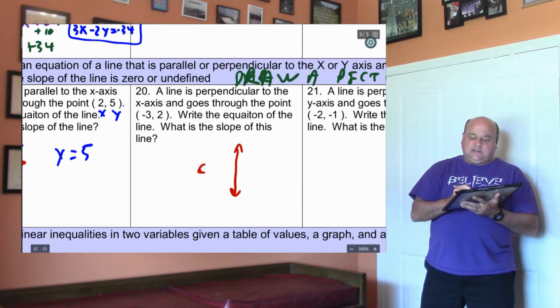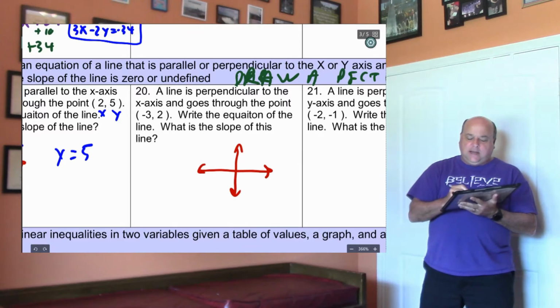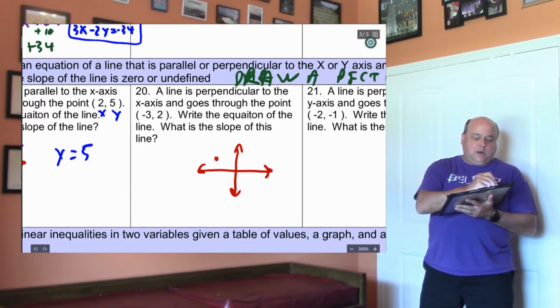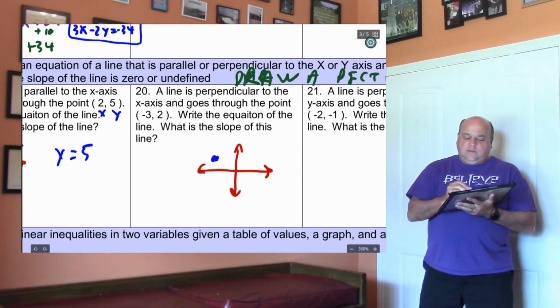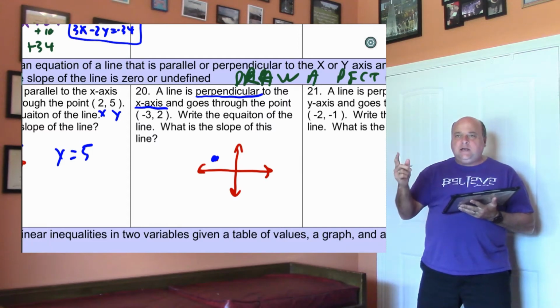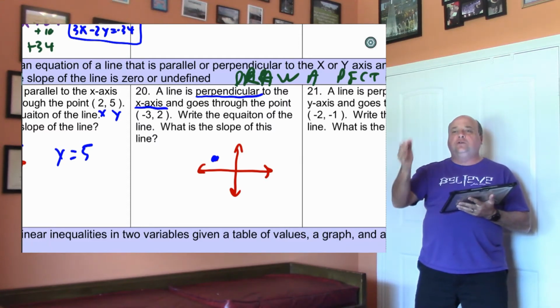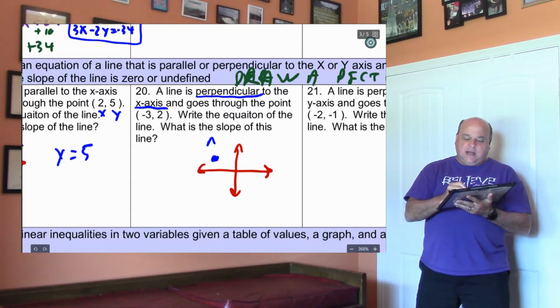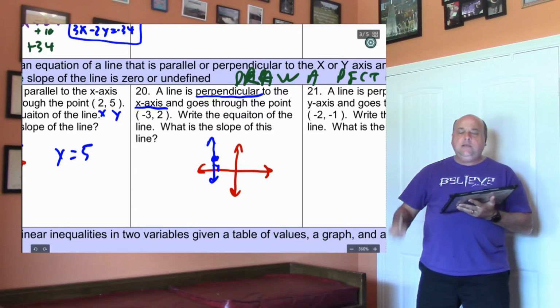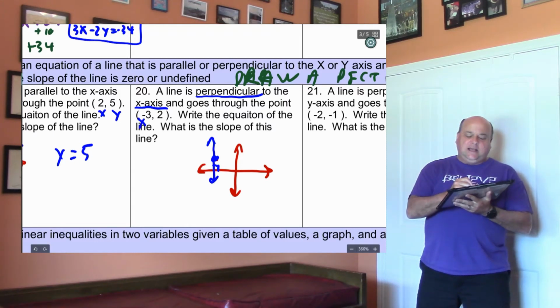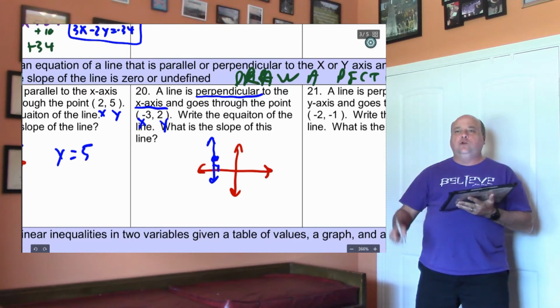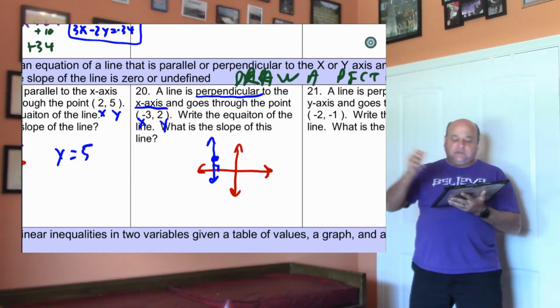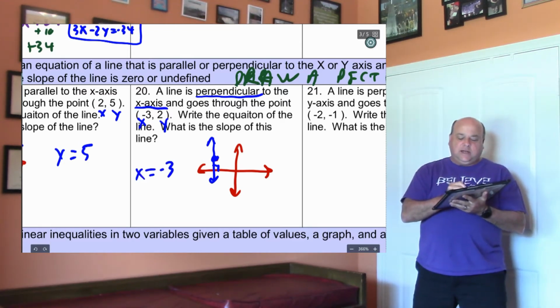Draw an xy axis. Plot this point. Negative 3 comma 2 is right up here somewhere. Let me do it in another color. Then it says the line is perpendicular to the x-axis. If it's perpendicular to the x-axis, it goes through the x-axis. So the line looks like this. Okay? And it's going to either be x equal -3 or y equal 2. This line goes to the x-axis, so the answer is x equals -3.